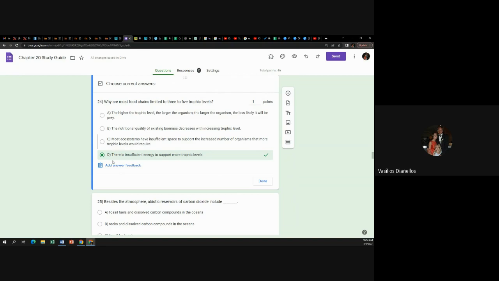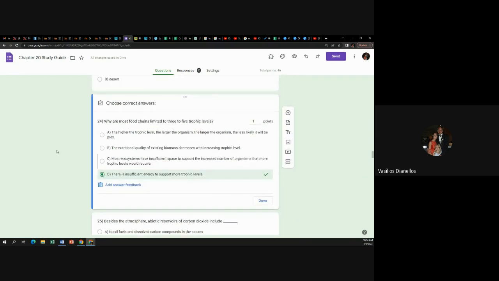So, yeah. The correct answer is D. But there's an argument to be made for C as well. So if I have this question on the exam, I'll probably get rid of C to make these options less ambiguous. Any questions about 24?